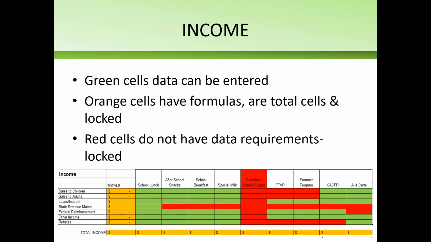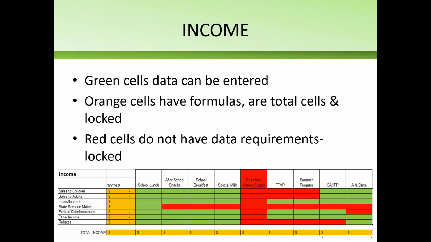All right, this is an example of the spreadsheet. It's an Excel document, and as stated here, green cells is where you will enter the data. So you'll see you've got school lunch, sales to children, sales to adults, interest, loans, state revenue match. That's all school lunch. So you can see where the red is.